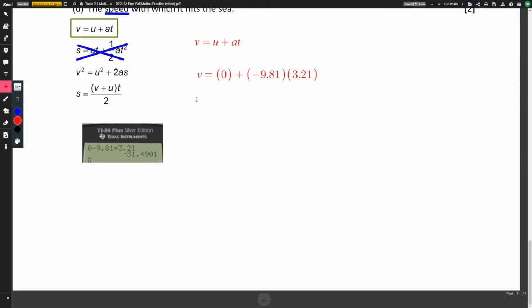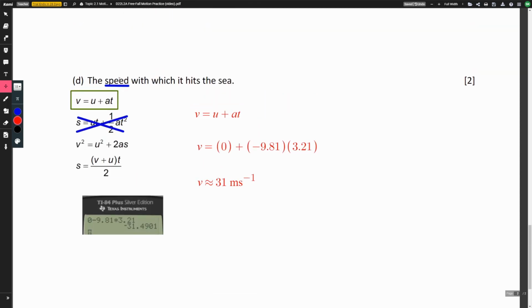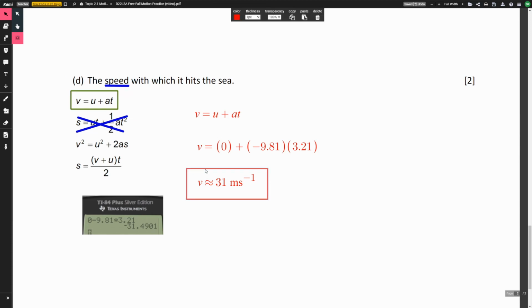And we'll go ahead and type out V and we'll approximate it to 2 sig figs. We'll say that it's 31. And you'll notice that I didn't put the negative, and there's a really good reason for that. It's not a mistake. I didn't put the negative because it's asking us for the speed. Speed can't be negative. And so this is the speed that it hits the water at. It's 31 meters per second. Well, that's it for this question, guys.